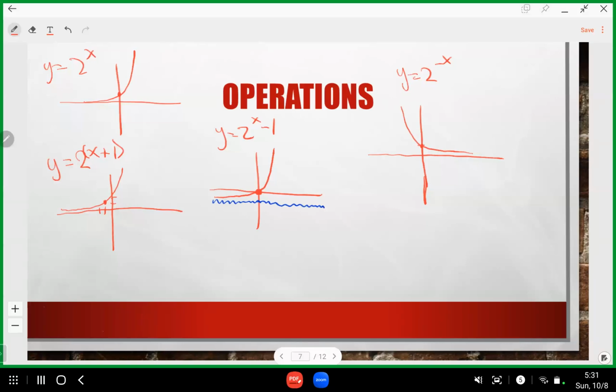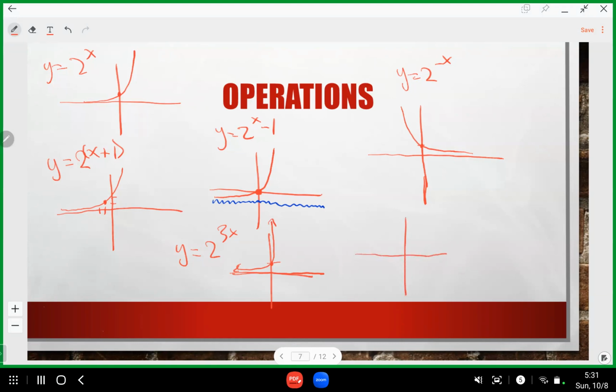Now let's say we have a vertical stretch. So y is equal to 3 times 2 to the x. So the reference point is still the same at 0, 1. But see, the graph is much taller now because you stretch it vertically by 3. Right.